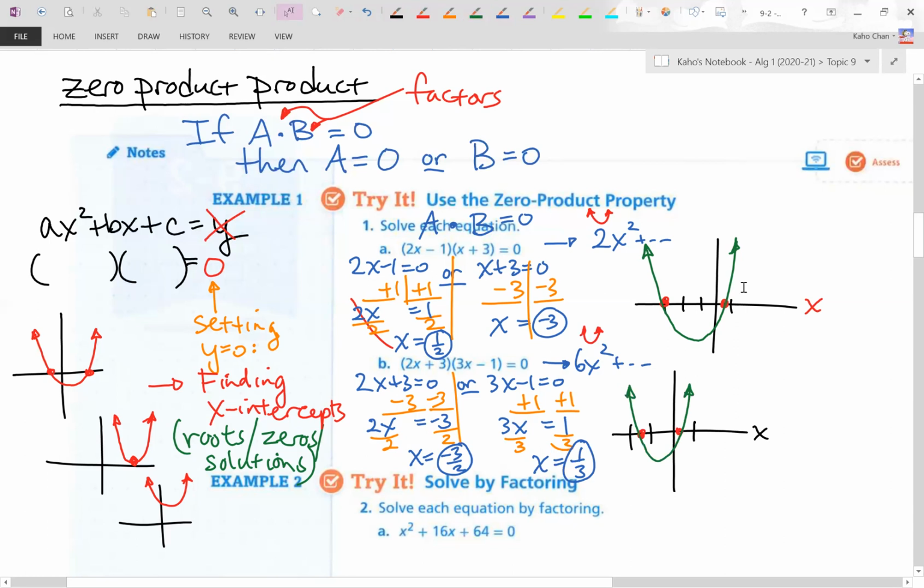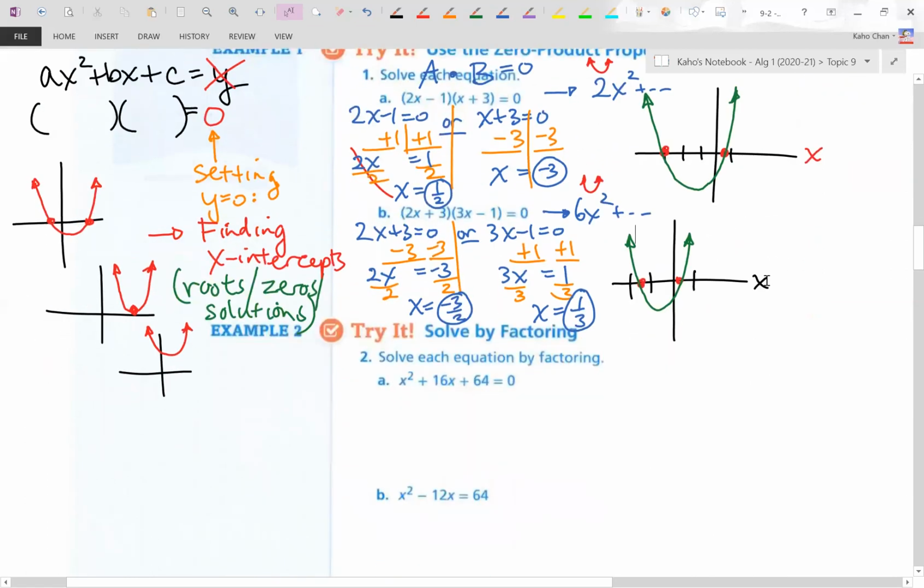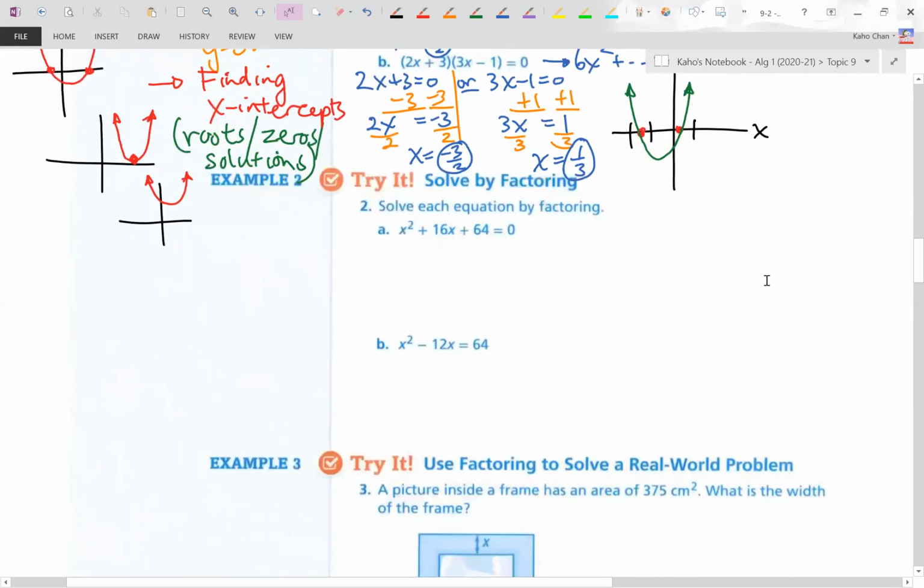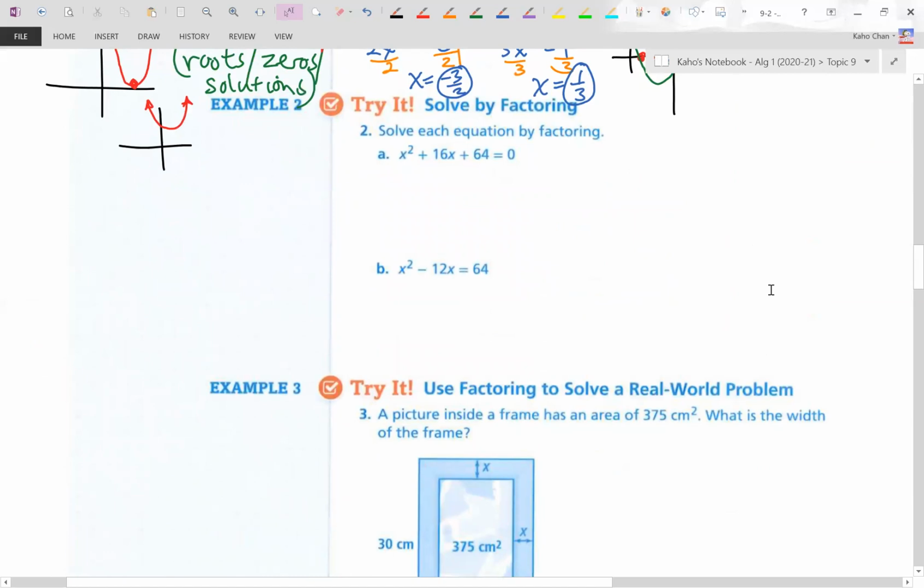So number 1a and 1b have already been factored for us, allowing us to use the zero product property and solve them individually. 2a and 2b are not factored. It's just like 1a and 1b, but we have to do one additional step. Taking a look at 2a, I noticed something interesting. It's a quadratic that can be guessed very easily. I realized that 64 and 16 are kind of related: 8 times 8 is 64, and 8 plus 8 is 16. In fact, that right there is a PST, a perfect square trinomial.